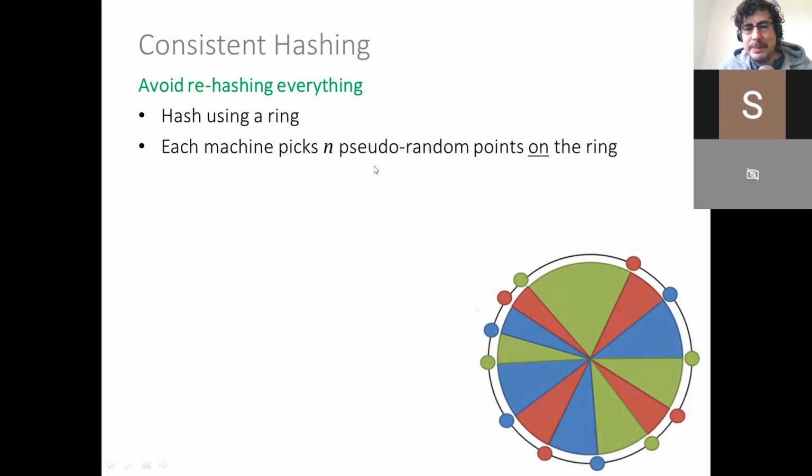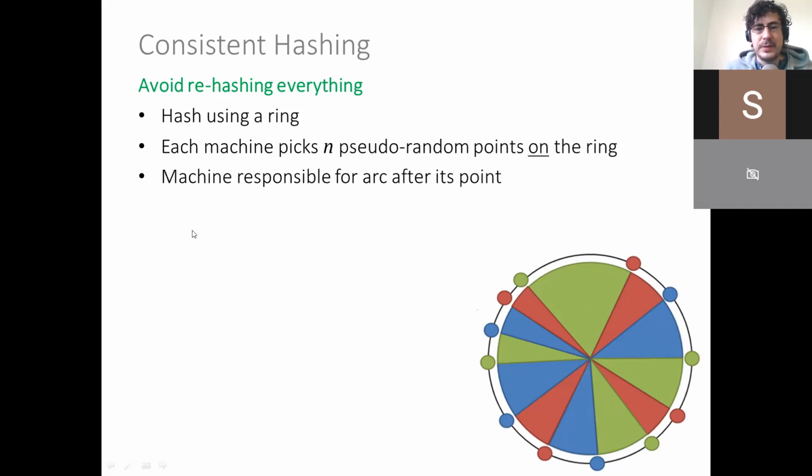Each machine then picks n pseudorandom points on the ring. These colors here are different machines, different nodes in the distributed system. On the ring, these machines define an arc that they control by choosing random points, and then they take control of the points before that arc. So they pick a point, and whatever range there is between this and the previous point on the ring, that's their control. They own that arc of the ring. So each machine is responsible for the arc beyond its point.